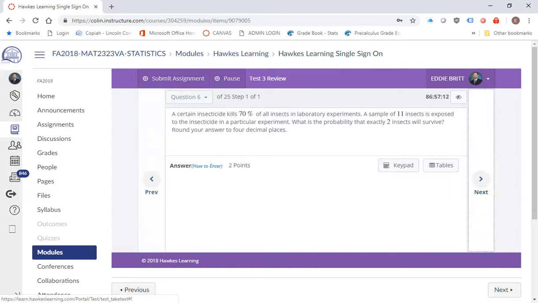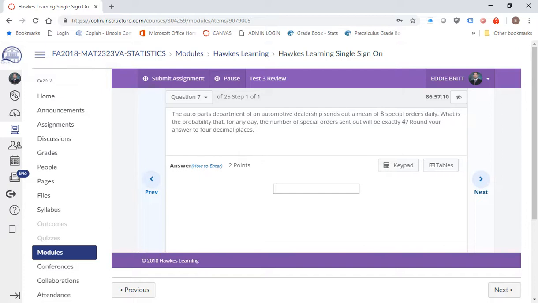Problem number 7. Auto Parts Department sends out a mean of 8 special orders daily. What's the probability that the special orders sent out will be exactly 4? Alright, so this is going to be a different type of distribution.